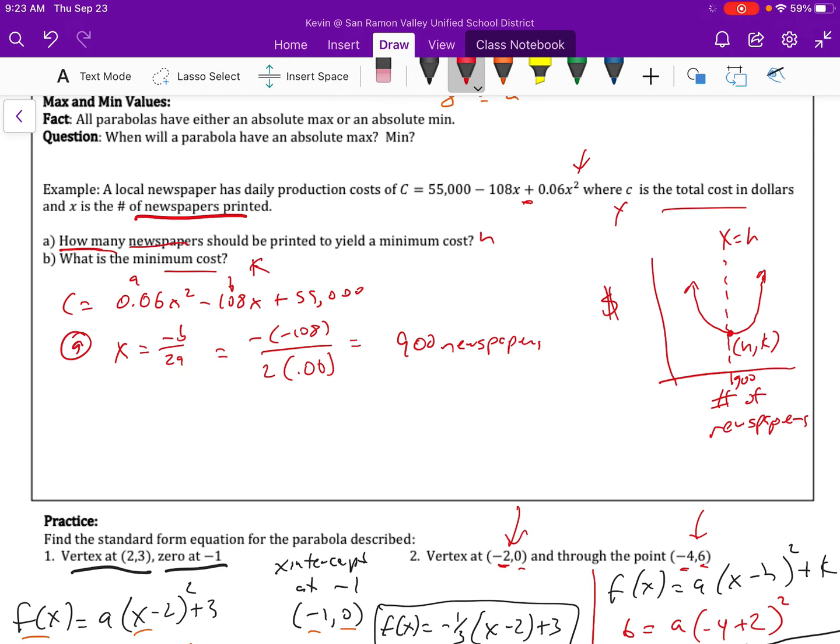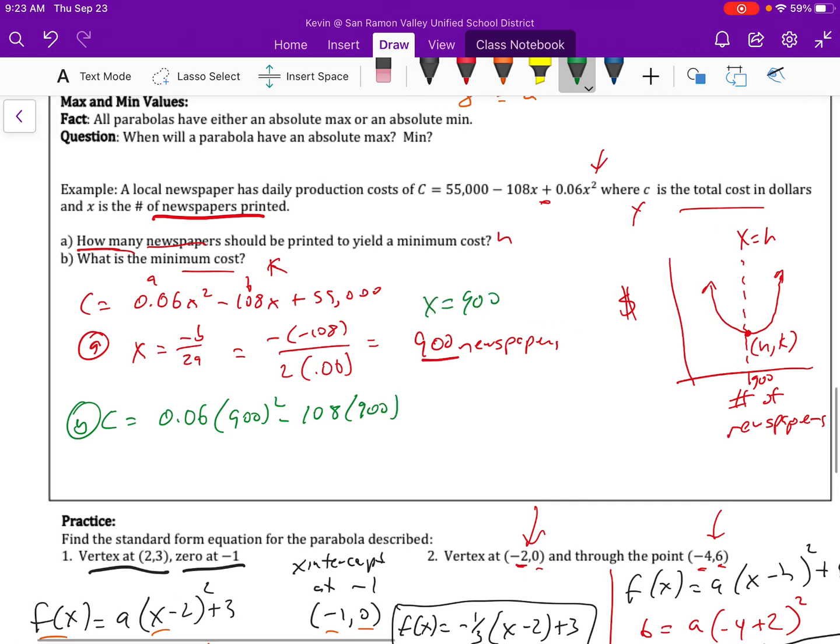Now I want to know what the minimum cost is. To do that, I'm going to just take my x value here, and plug it into my equation and solve. So it's going to be the cost equals 0.06 times 900 squared minus 108 times 900, plus 55,000. Those are all my x values, right? This is x equals 900. And again, plug that into my calculator, and I find out that that is $6,400. So that's my minimum cost.